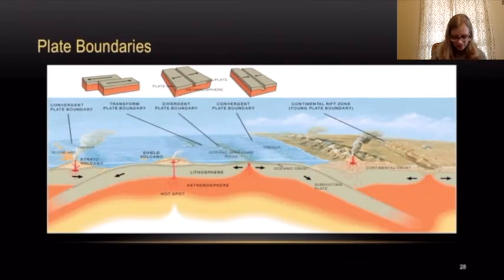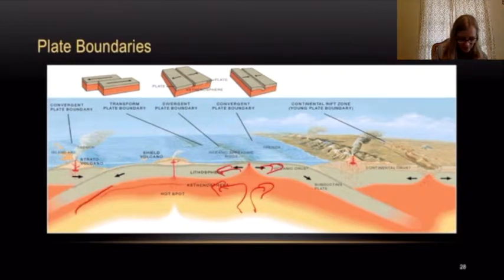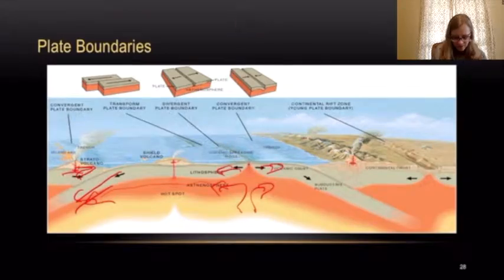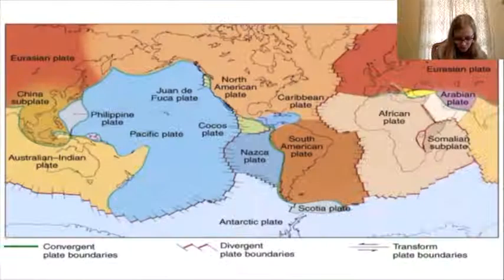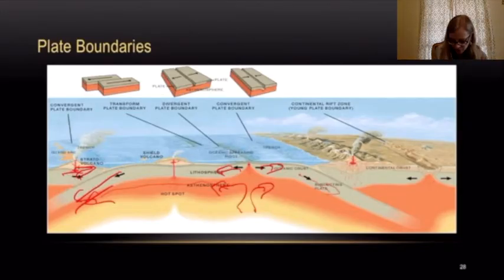Okay, so we've got, again, divergent boundary happening here where we've got the convection cells moving things this way, and then we've got convergent happening over here. We're going to see this particular location today. We'll see this today. We also have convergent over here, where the ocean crust is going under the continental crust.